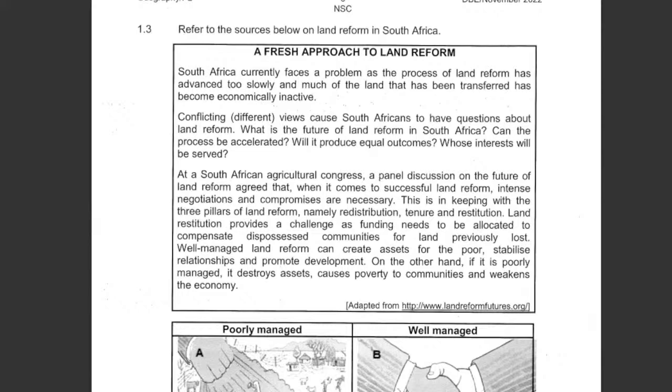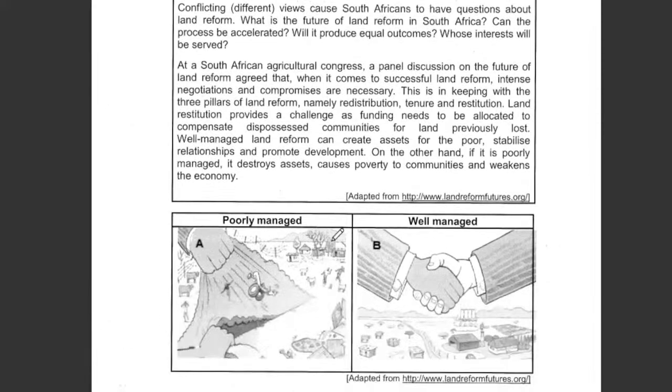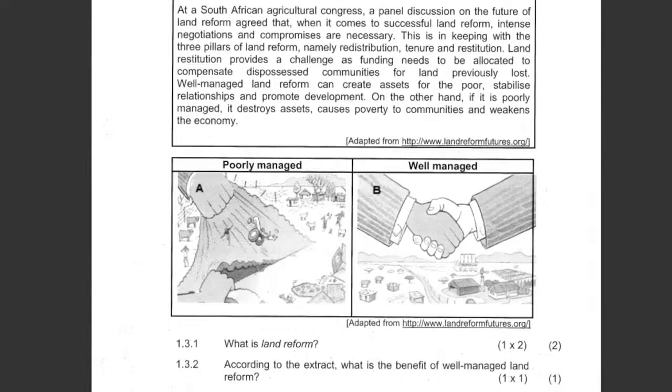It weakens the economy. So poorly managed, they are showing you here in this picture that if it's poorly managed, you can see people are dispossessed of their land. The land is lost, it's grabbed. Okay, everyone is grabbing the land. Then here, if it's well managed, people are well settled, economic activities will take place, settlements will be taking place, and so on and so forth.